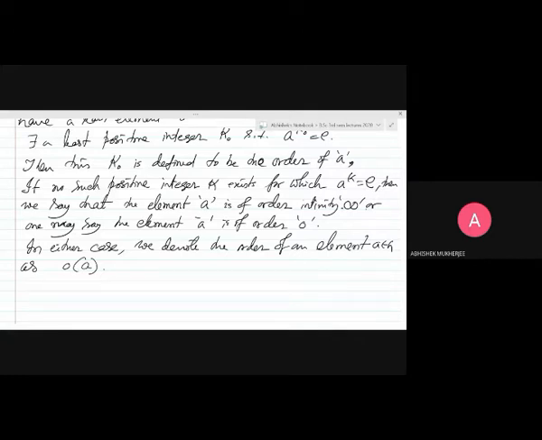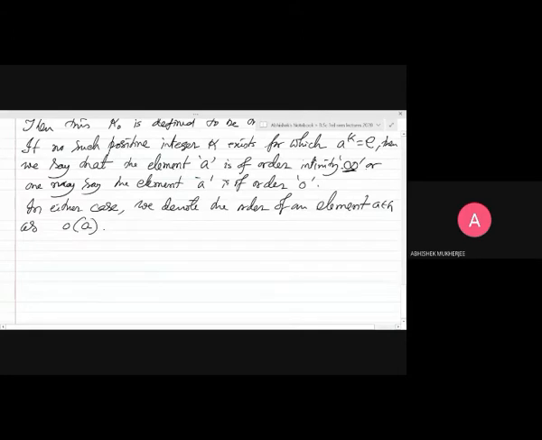Or if you consider the case where you are saying that the element is of order infinity, then the order of A is infinity. That symbol means that there exists no positive integer k for which a to the power k is the identity. Okay.